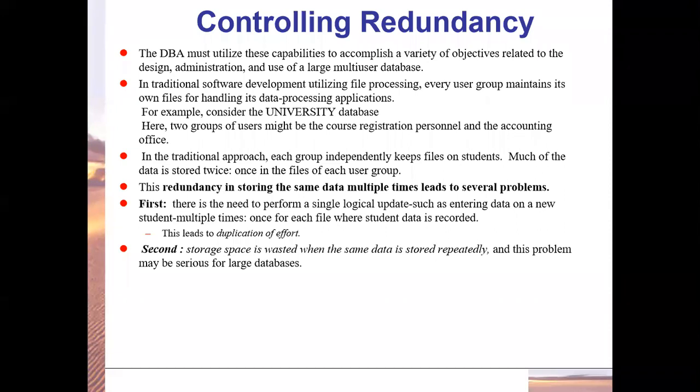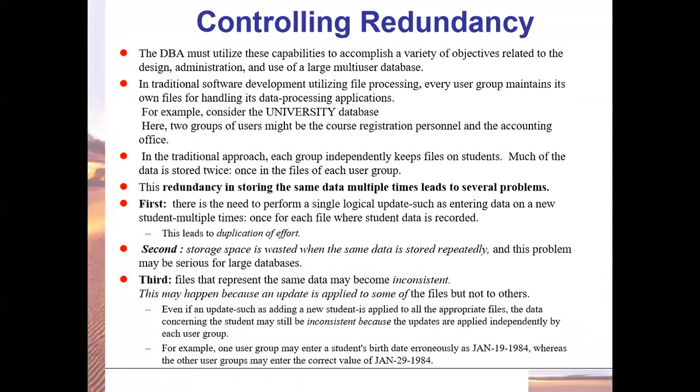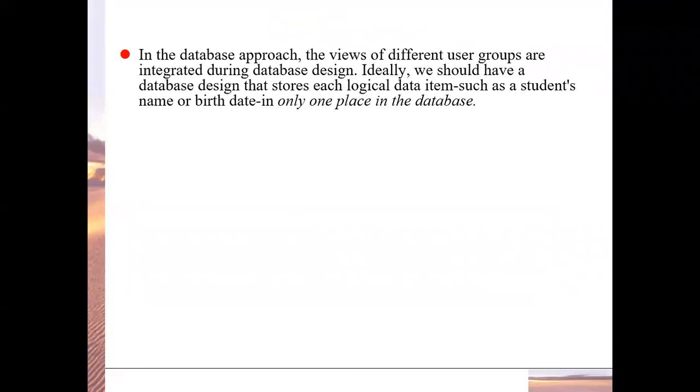Second, storage space is wasted when the same data is stored repeatedly. Third, whenever any update has to be made on the files, one person might update it separately and a second person might update it separately. Or in case of updating multiple locations, the update cost may not be the same. Even if there is a slight change, it will still create inconsistency in the data. So this is the problem of controlled redundancy.